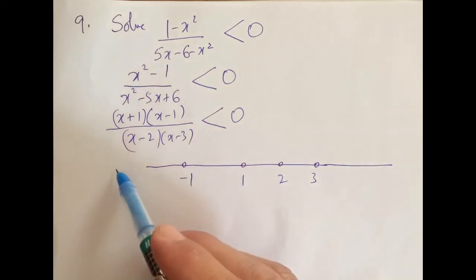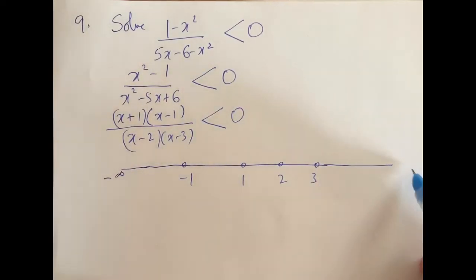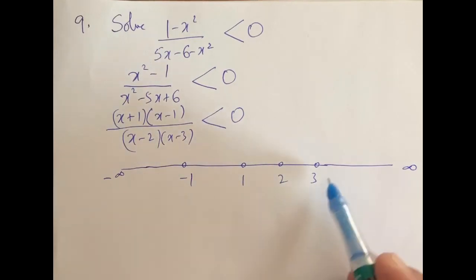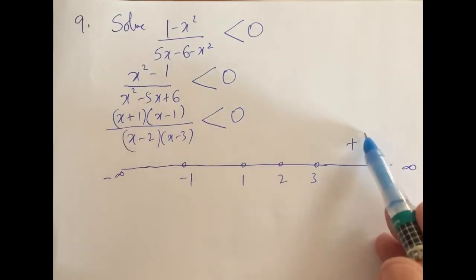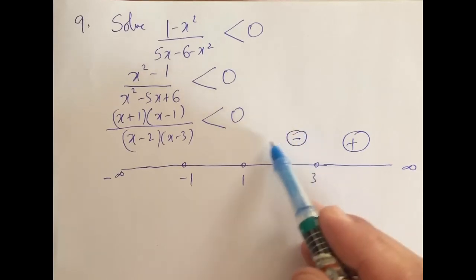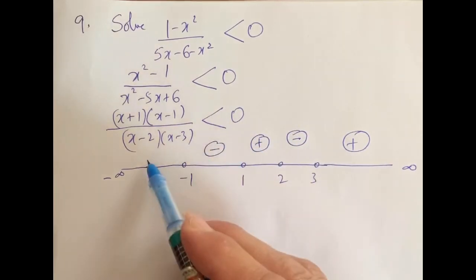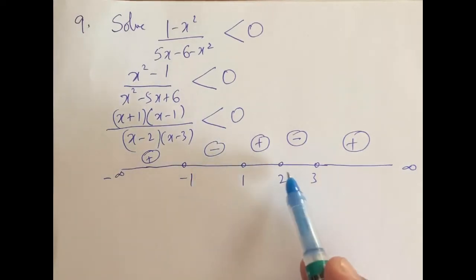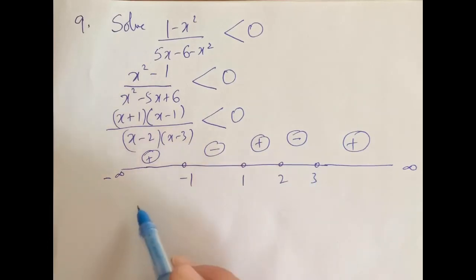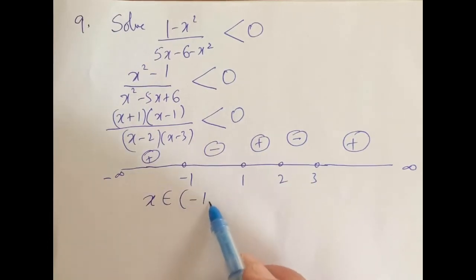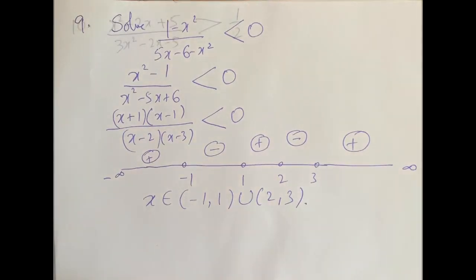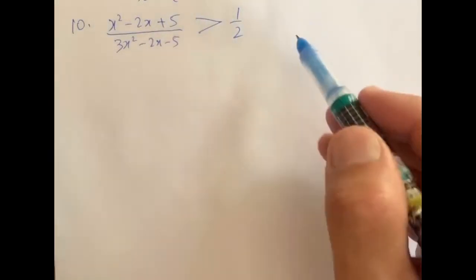So we have 4 critical points dividing number line minus infinity to plus infinity in 5 parts. We start from the rightmost part, positive sign, alternately negative, then positive, then negative and then again positive. Less than 0 means we should pick negative sign, which is minus 1 to 1 and then 2 to 3. So we write x belongs to minus 1 to 1 union 2 comma 3. This is the answer. Next one, we have to solve this inequality.